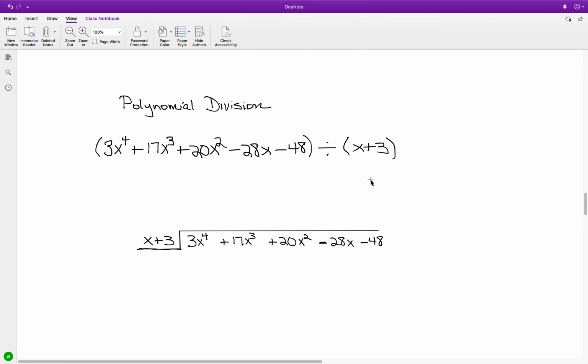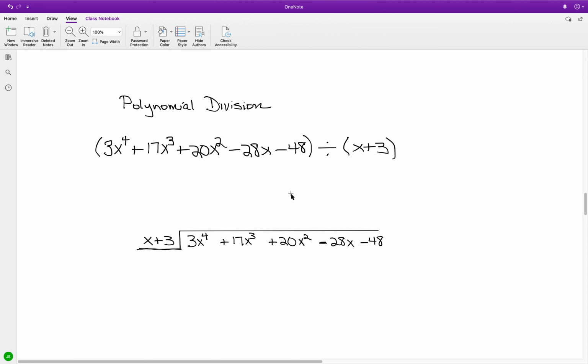Okay, again, x plus 3 will be regarded as the divisor, and this will be taken into the dividend. In other words, that which is divided into, whereupon we have the terms 3x to the fourth, 17x cubed, 20x squared, minus 28x minus 48. Now the dividend from fourth degree on down, we don't have any missing terms, so we have a fourth order, third order, second order, first order term, and also you want the dividend to end with a constant.